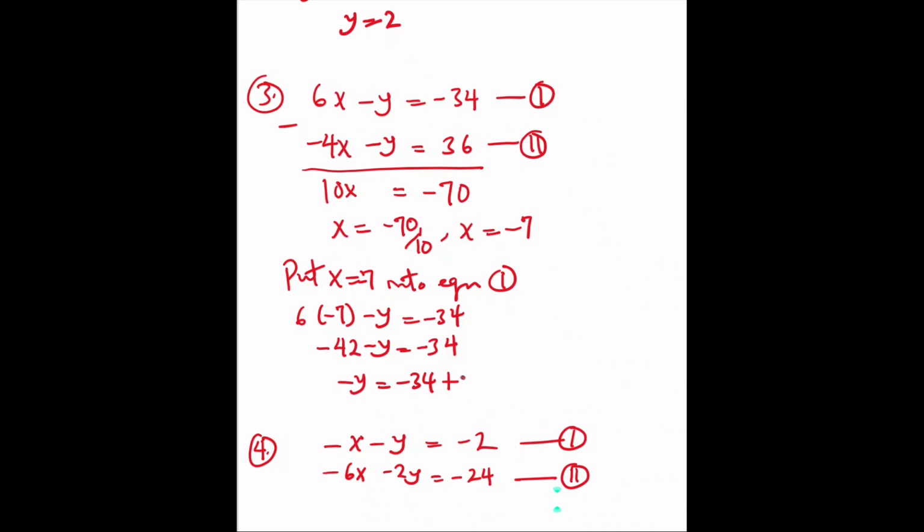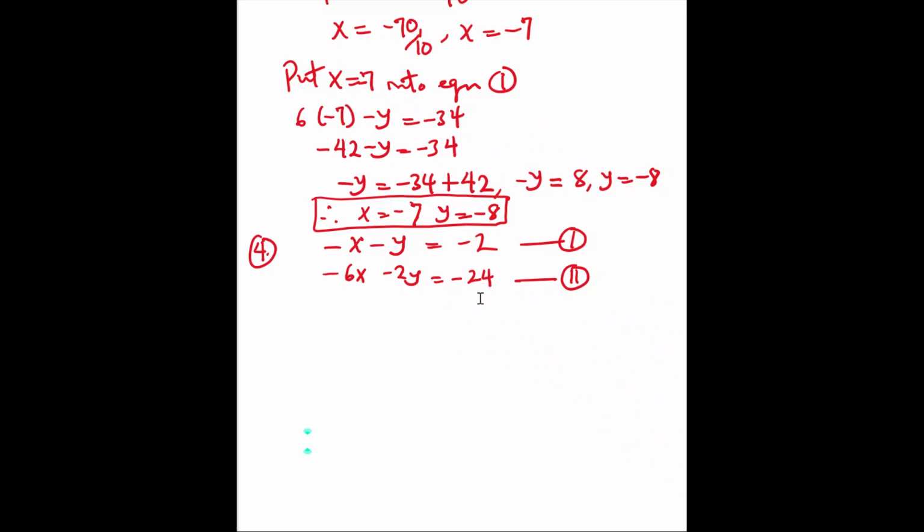So that will be minus y equals minus 34 plus 42. Minus 34 plus 42, that will be plus 8. Because we have a minus in front of y, y equals minus 8. So therefore in this question we'll say that x equals minus 7 and y equals minus 8. Sorry, minus 7, and so that will be the answer for that.